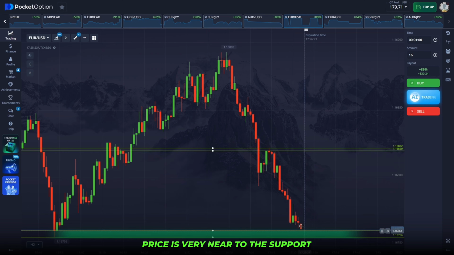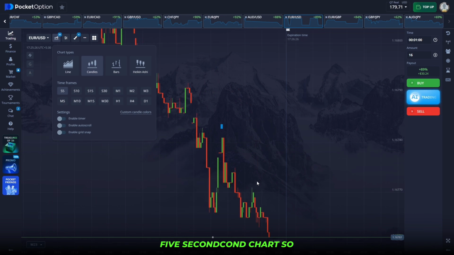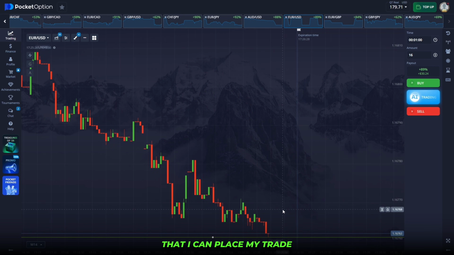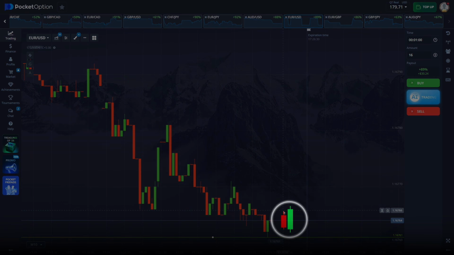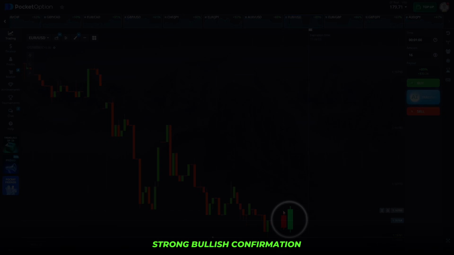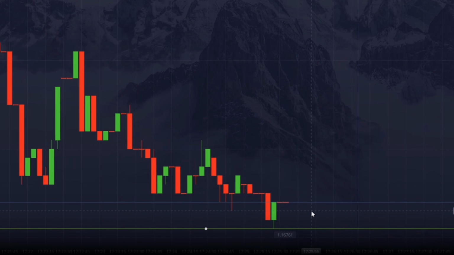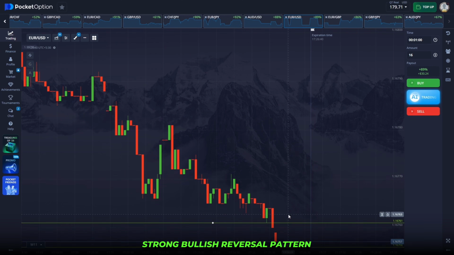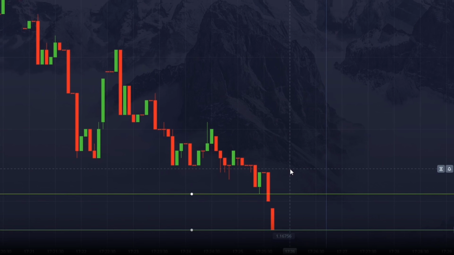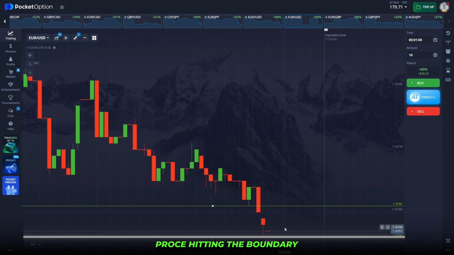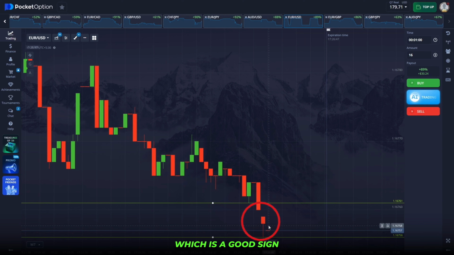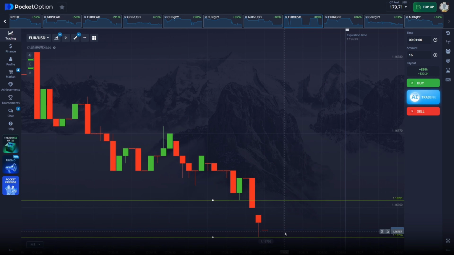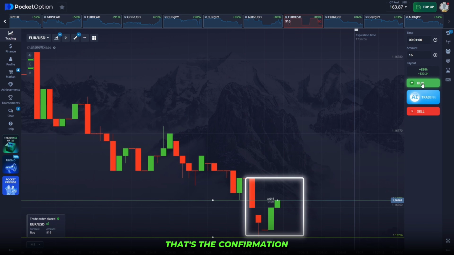Price is very near to the support zone. I am opening the 5-second chart so that I can place my trade instantly as soon as I have strong bullish confirmation. I need the price to go inside this zone and then form a strong bullish reversal pattern. Price hitting the boundary. Let's wait. I can see the rejection, which is a good sign. I need a bullish reversal pattern here. And yes, that's the confirmation.